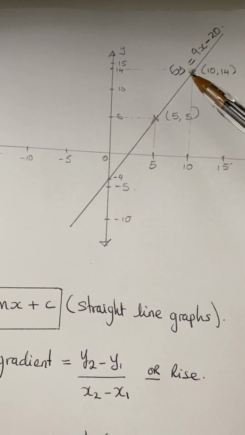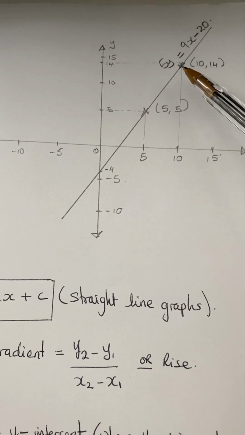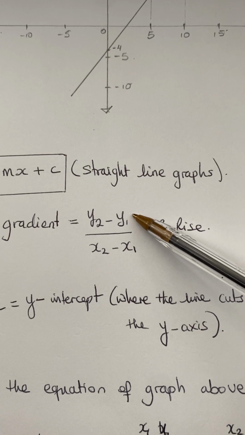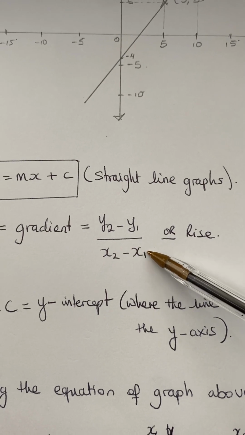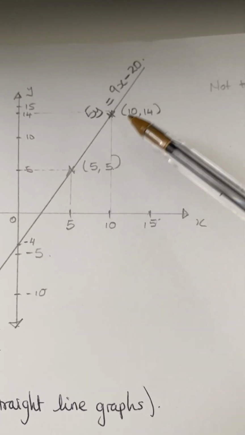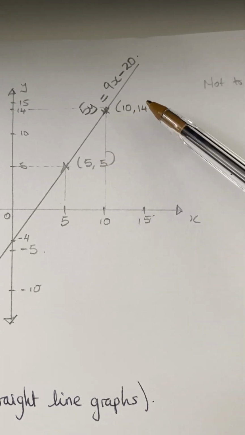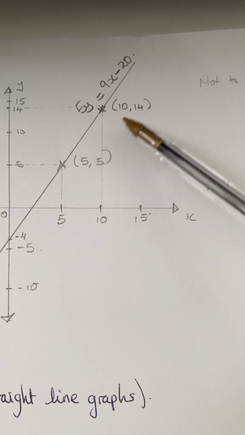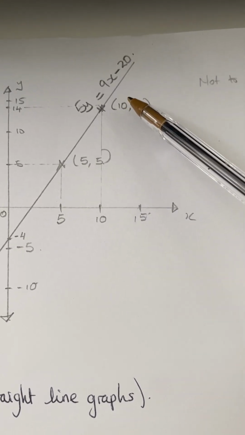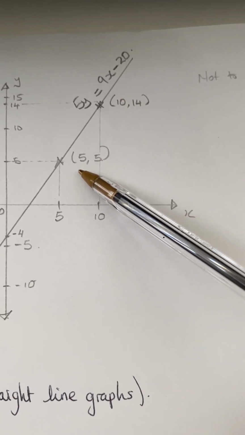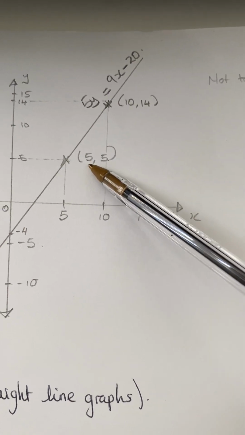m is your gradient. If you choose 2 points on the line, your gradient is (y2 - y1) divided by (x2 - x1). So if you have 2 points on the line like these, first you take away the y's, the y of the second point minus the first, divided by the x of the second point minus the x of the first. That will be your gradient.